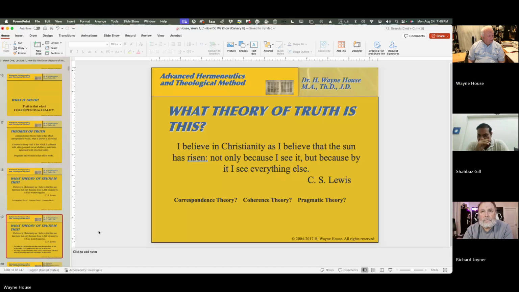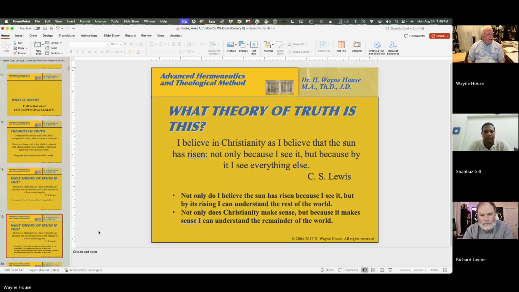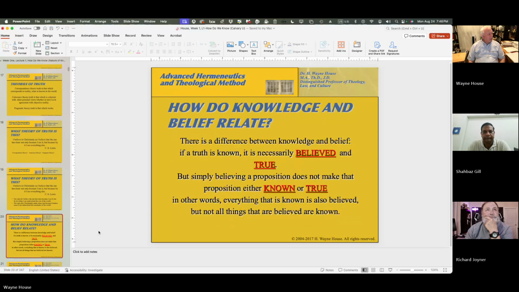Now, I believe in Christianity as I believe the sun has risen, not only because I see it, but because I see everything else by it. By its rising, I can understand the rest of the world. It gives perspective on how the world works with the sun doing what it does. Christianity does not only make sense, it makes sense in a way that helps me to understand other things. That's what's coming from it.